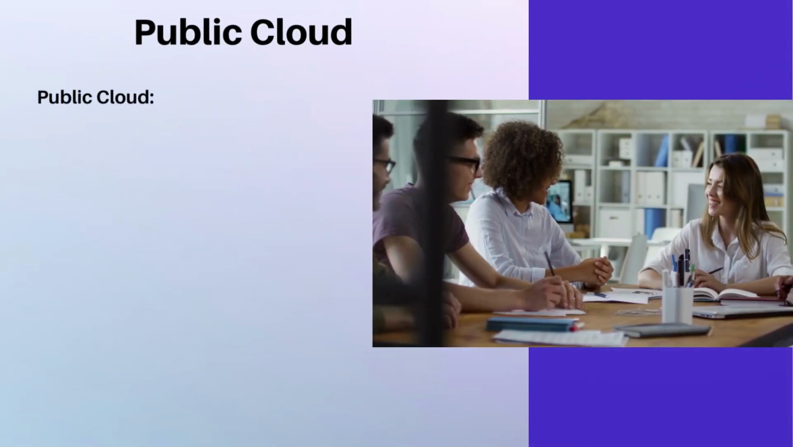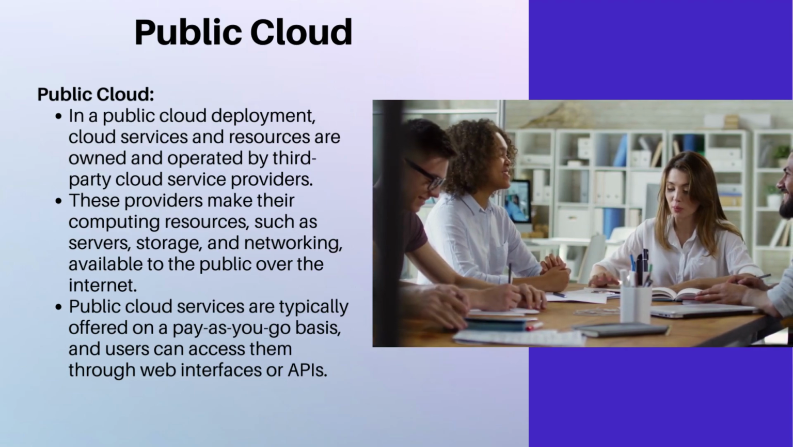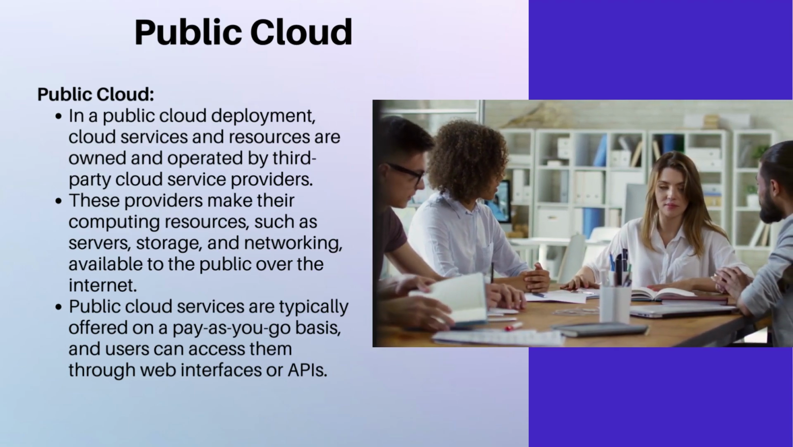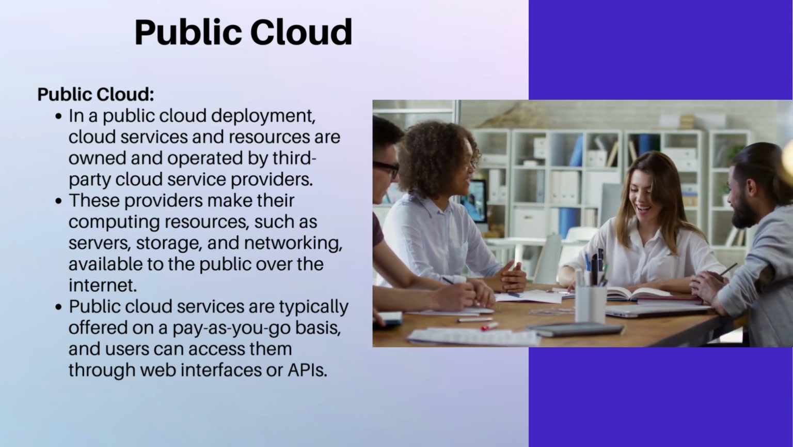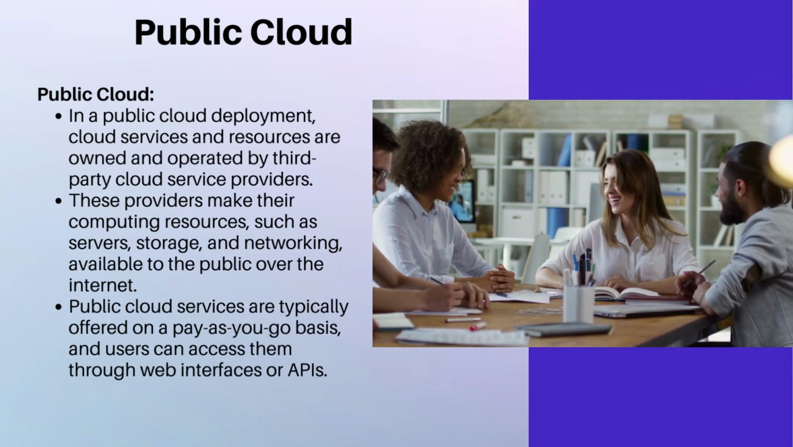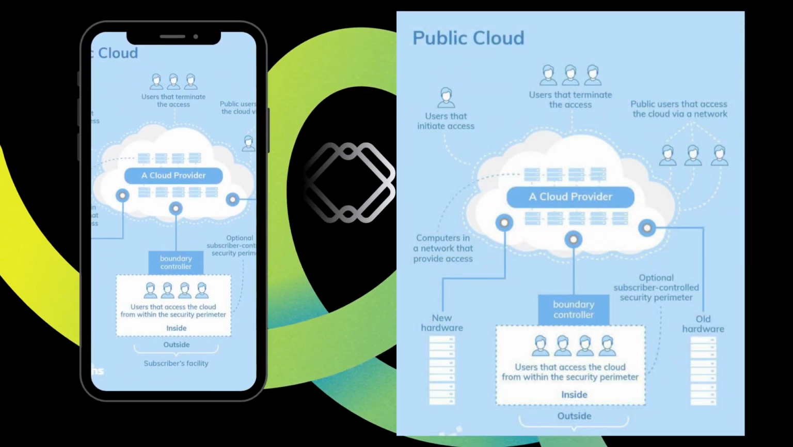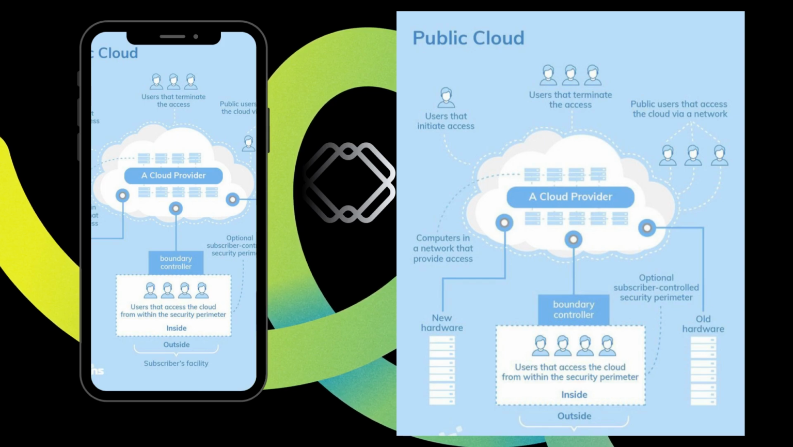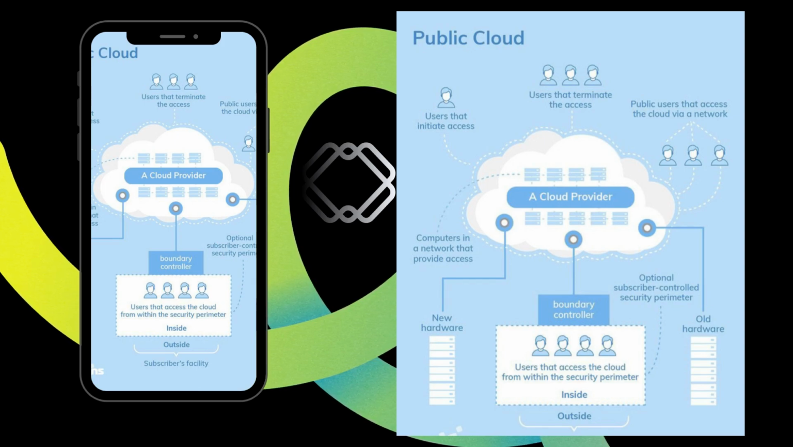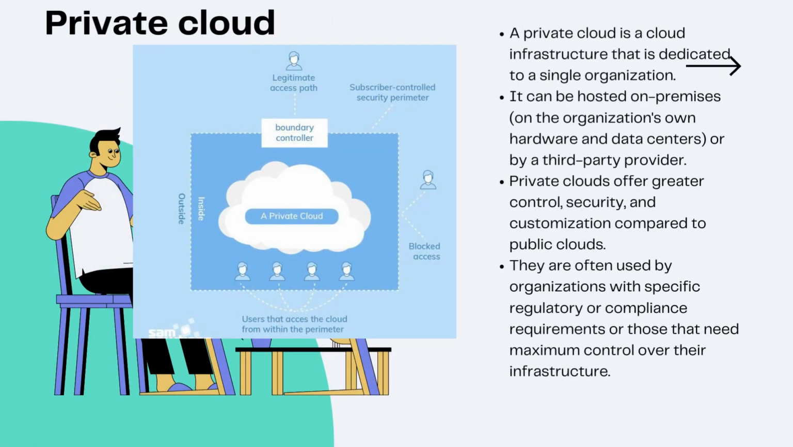Public cloud. In a public cloud deployment, cloud services and resources are owned and operated by third-party cloud service providers. These providers make their computing resources, such as servers, storage, and networking, available to the public over the Internet. Public cloud services are typically offered on a pay-as-you-go basis, and users can access them through web interfaces or APIs. Examples of public cloud providers include Amazon Web Services, AWS, Microsoft Azure, Google Cloud Platform, GCP, and IBM Cloud.